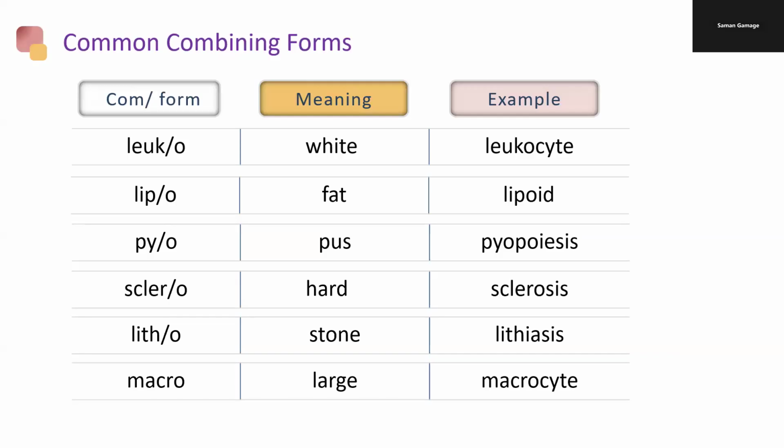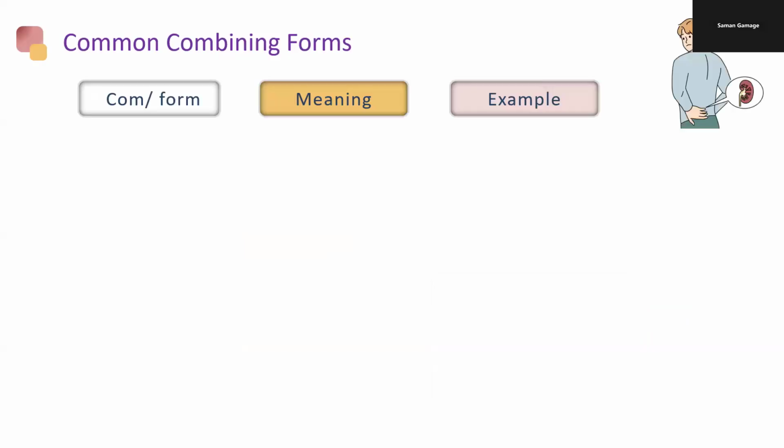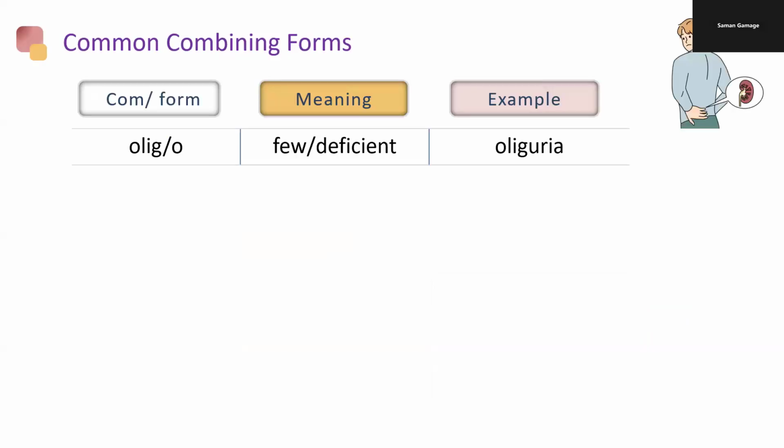Macro means large. So this is the opposite of micro. Macrocyte means large cells. Let's discuss some more combining forms. Oligo is few or deficient. Oliguria means deficient urine output.